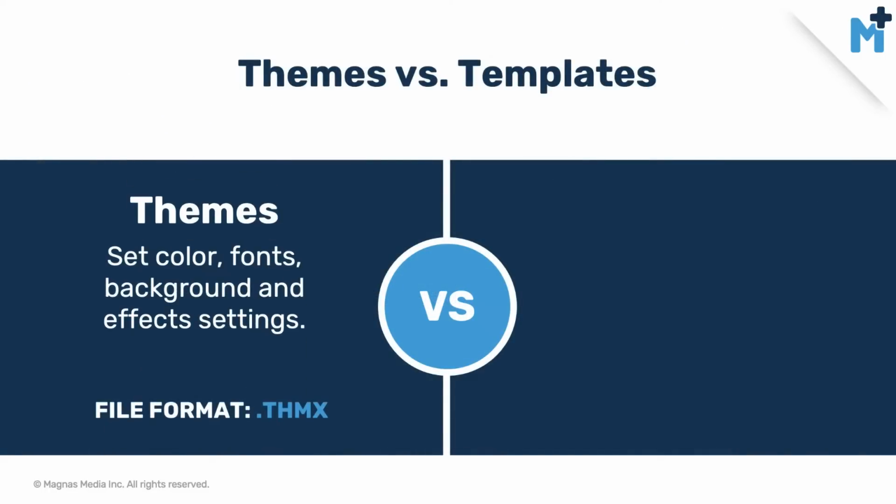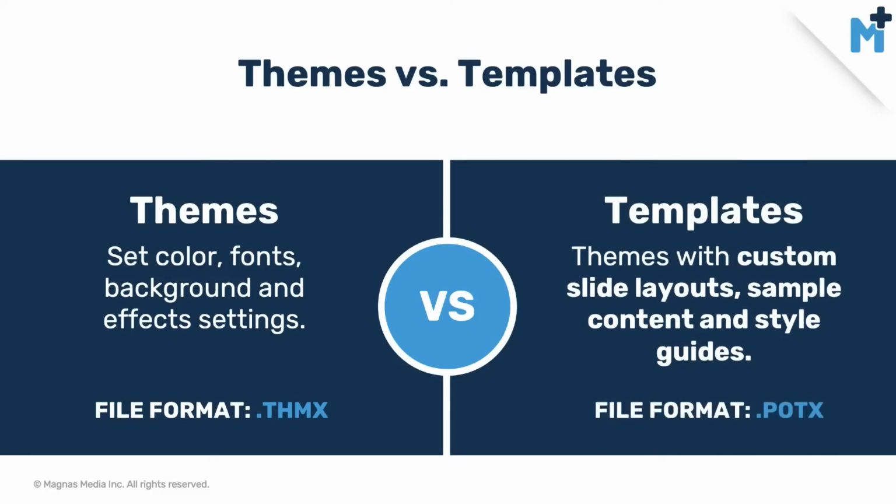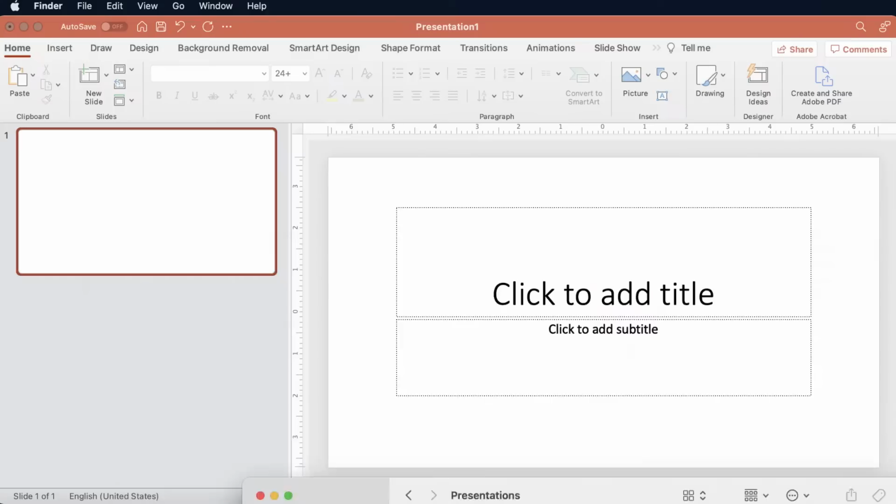Themes are files that have an extension of THMX, and they come as a default from PowerPoint. They're usually a combination of fonts, colors, and backgrounds. A template is a file that ends with POTX, and it's usually a theme, but it also has sample content. That could be sample slides that are used on a regular basis. It could also have a style guide. So let me show you what I mean.